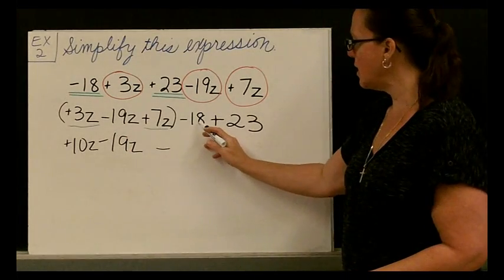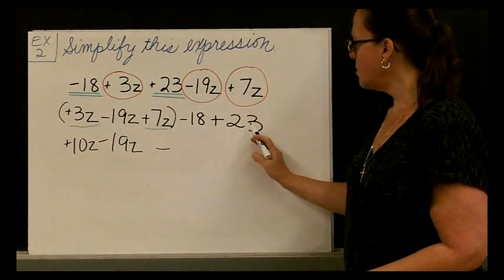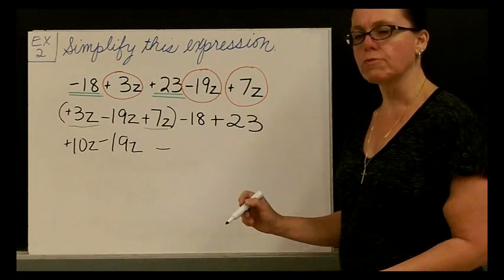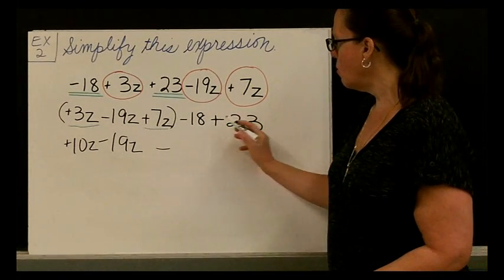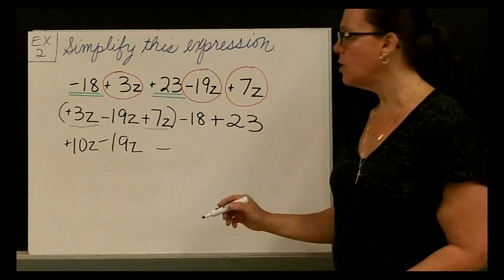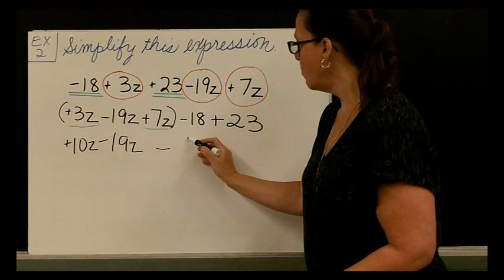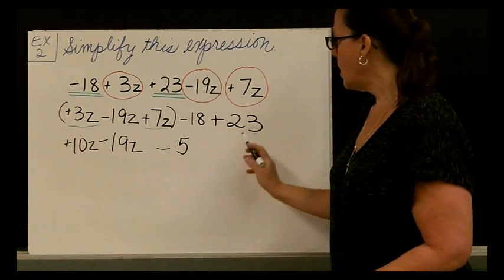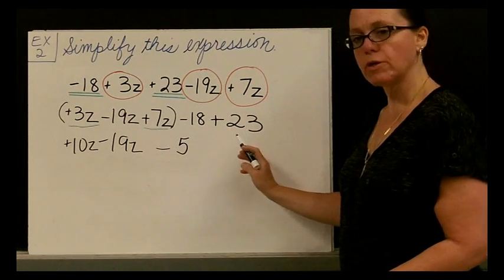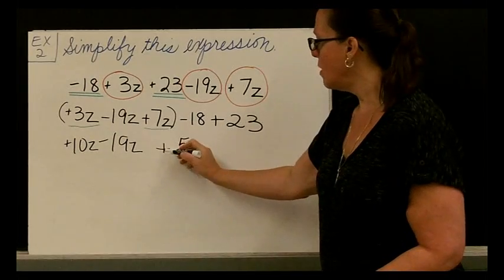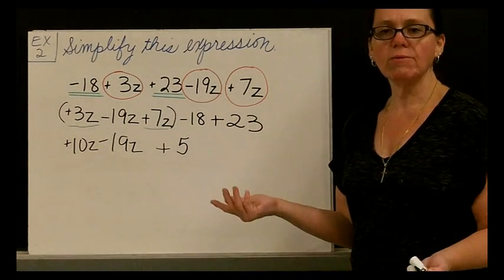Here what we have is a negative 18 and a positive 23. And you know the rules of combining integers. When we have signs that are different, we subtract the two numbers. So we end up with 5. And since the 23 is a higher number and it's positive, that 5 is positive. But we have just one more step.